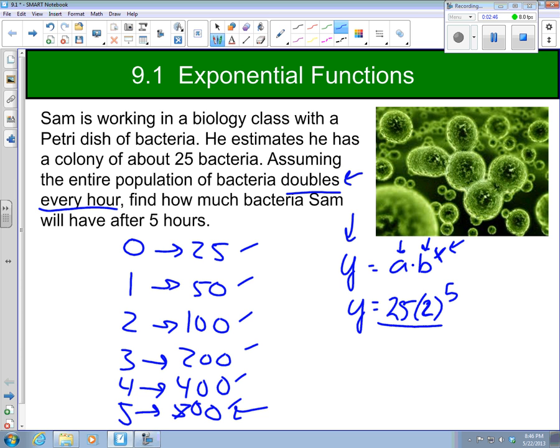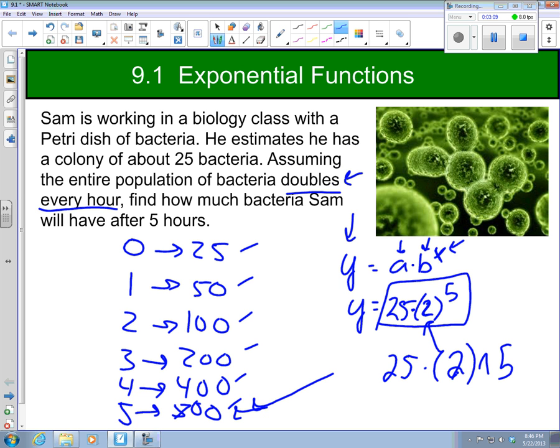If you plug this in exactly like this into your calculator, you should get 800. Make sure you got your multiplier in parentheses. Now you might want to put a little multiplication symbol in between them, but you shouldn't have to. And to get this to the 5th power here, make sure you use your caret key. So actually it's 25 times 2, caret key 5. If you plug it in like that, that's how you'd plug in this formula right here and get 800. Anyway, so this is the formula we're going to be working with: y equals a b to the x.